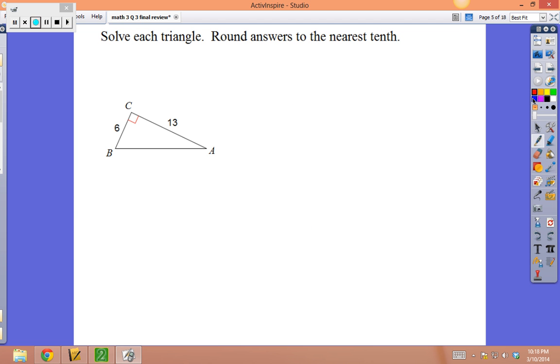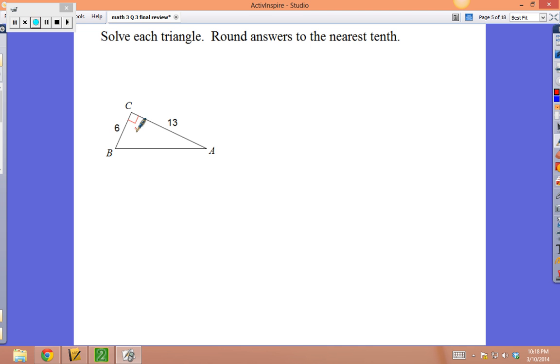Okay, now we're going to get into the trig. So these are not special triangles. These are just kind of any triangle, but they do have a 90 degree. So I am going to work off of angle B. If I work off of angle B, this is going to be my opposite. This is going to be my adjacent, and this is going to be the hypotenuse.